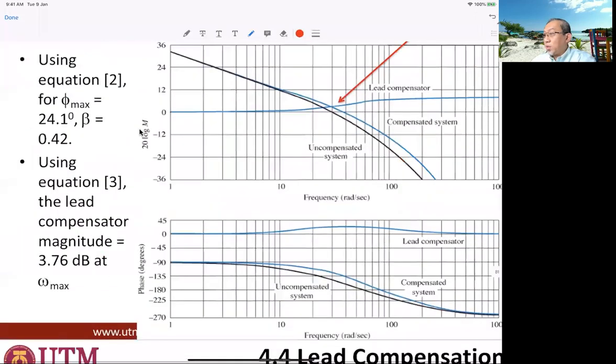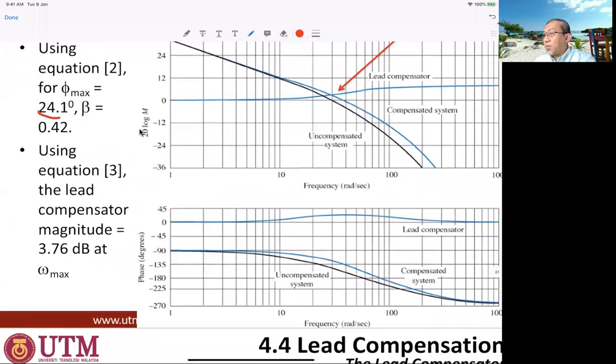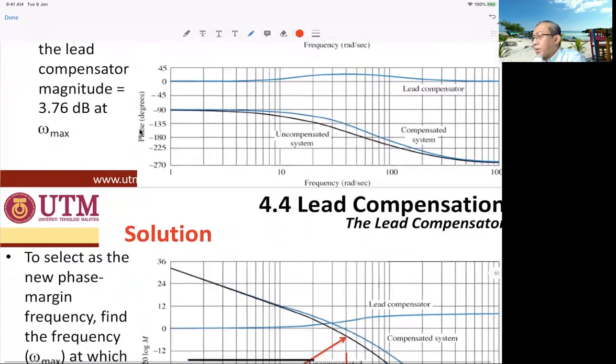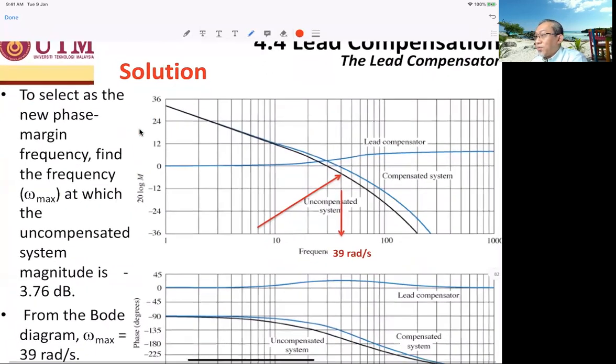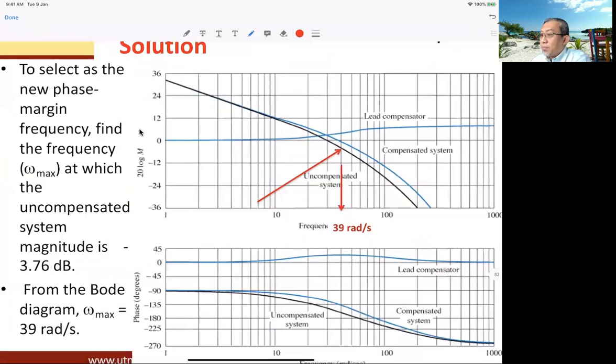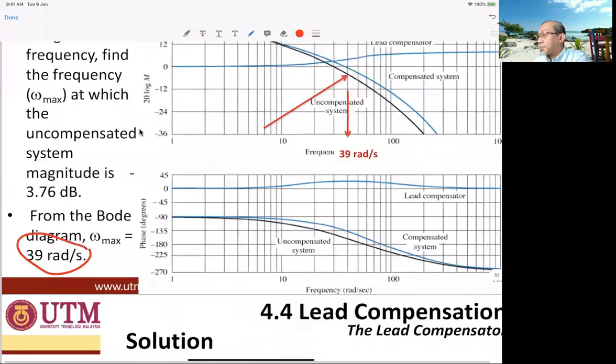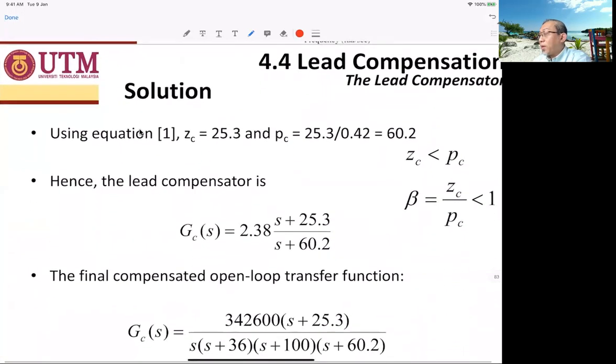So using the equation, phi max at 24 degrees and beta at 0.42, the lead compensator magnitude is 3.76 decibel. And to select a new phase margin frequency, find the frequency maximum at the compensator magnitude of 3.76 decibels. From there, you get the maximum at 39 radian per second. Therefore, you get ZC.